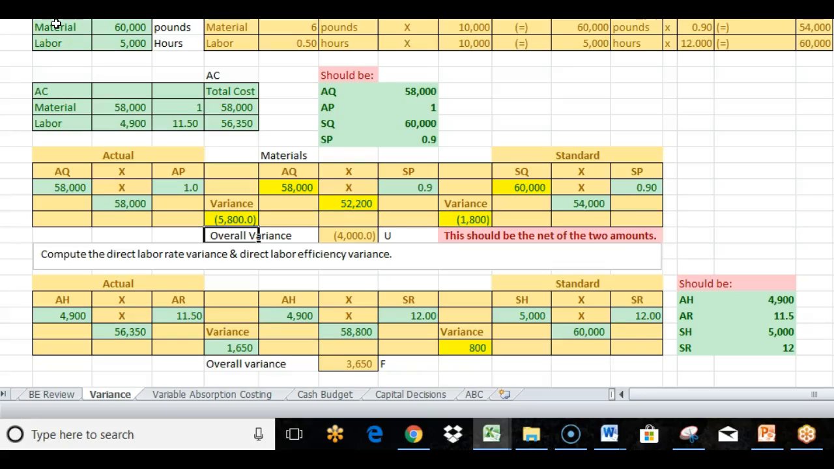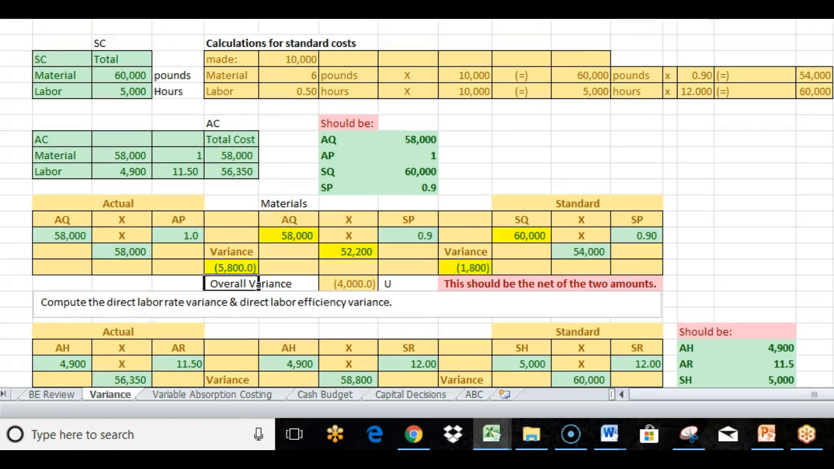Okay, so let's try this and see if a picture helps rather than all those arrows. This is what you should end up with. These are the numbers you should be using: the actual quantity, the actual price, the standard quantity, and the standard price. Where you have AQ, it's 58,000 times 1 equals 58,000.